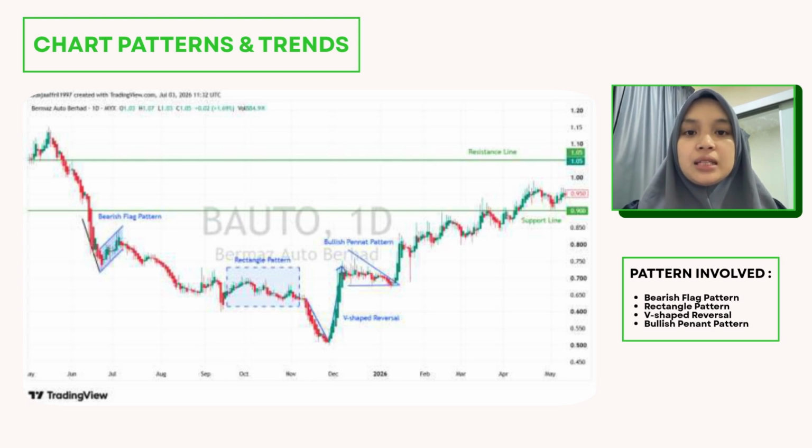Currently, the stock is trading above the support level and is moving toward the resistance level, which suggests that the overall short-term trend remains positive.